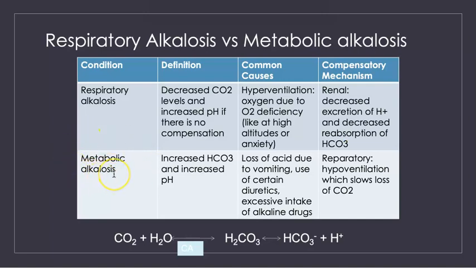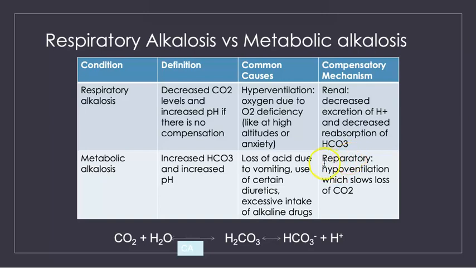Now, in the case of metabolic alkalosis, it's an increased amount of bicarbonate, leading to an increased pH. A lot of times what causes that is a loss of stomach acid due to vomiting. Certain diuretics will also have that effect, as well as certain drugs.